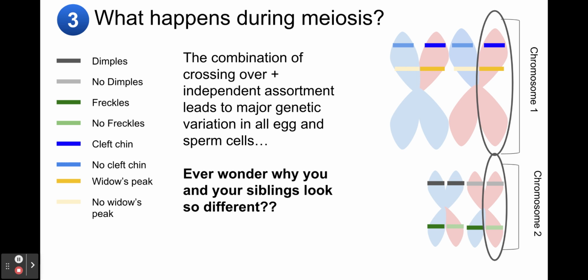The law of crossing over plus independent assortment leads to major genetic variation in all egg and sperm cells. This might explain things if you have ever wondered why you and your siblings look so different. Because even though you may have the same parents and they have their own genetic information, they're passing on different combinations of genes from their parents onto you. And because those combinations are so varied and happen randomly, you and your siblings inherit different combinations of genetic info, and you all look different.